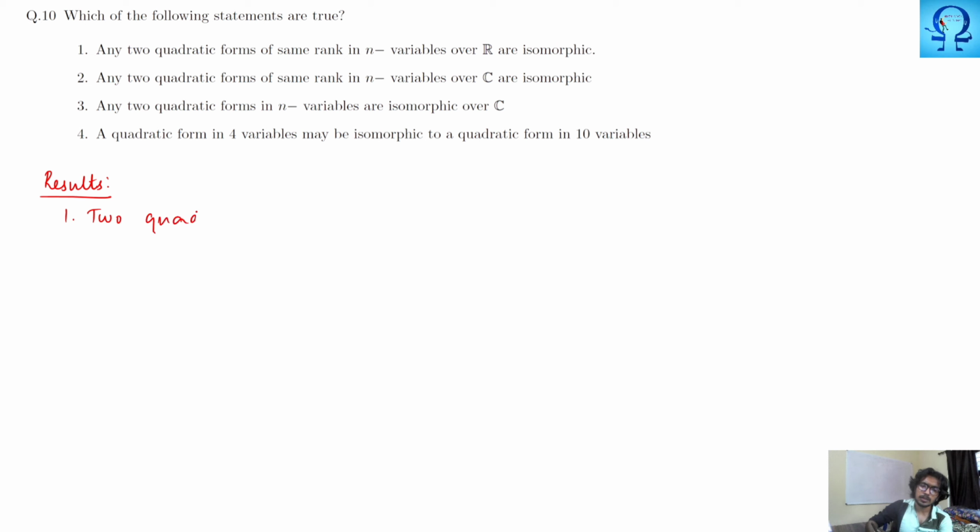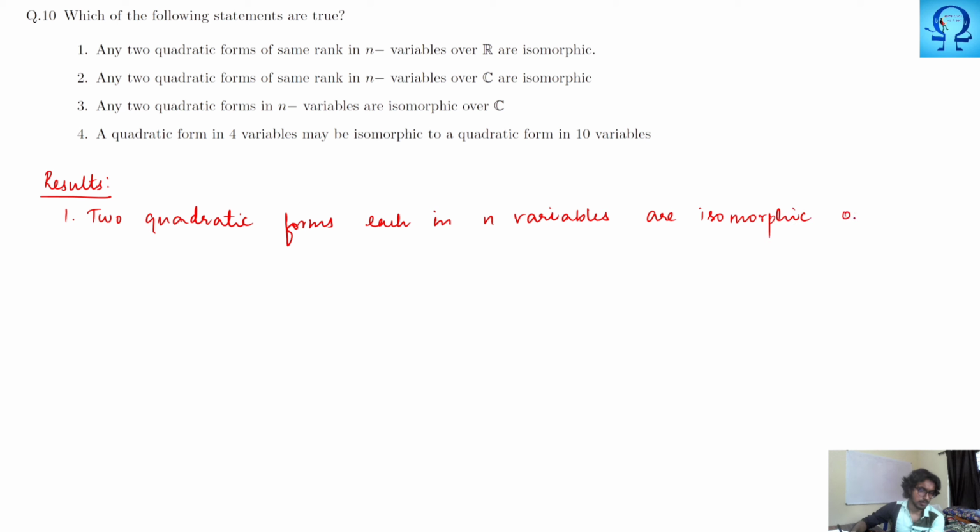Two quadratic forms, each in n variables, are isomorphic over R if and only if they have the same rank and the same signature. You may consider it signature or index.